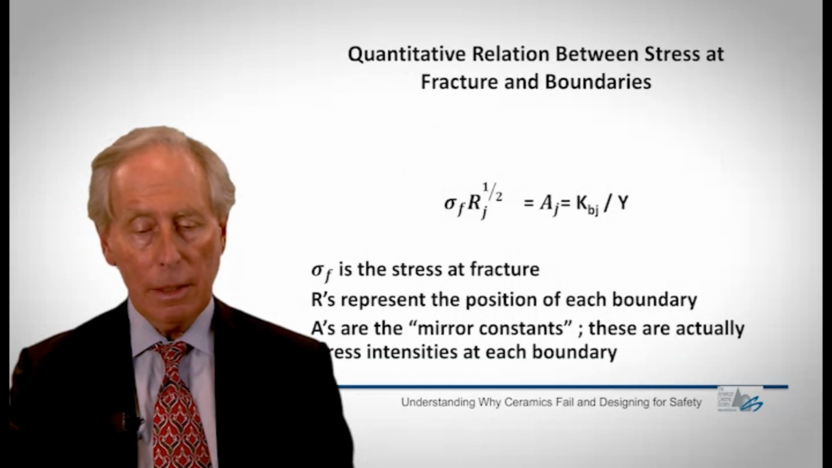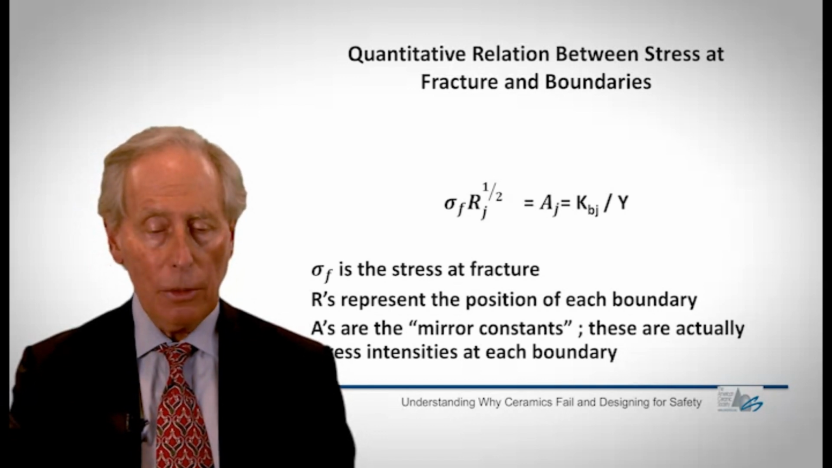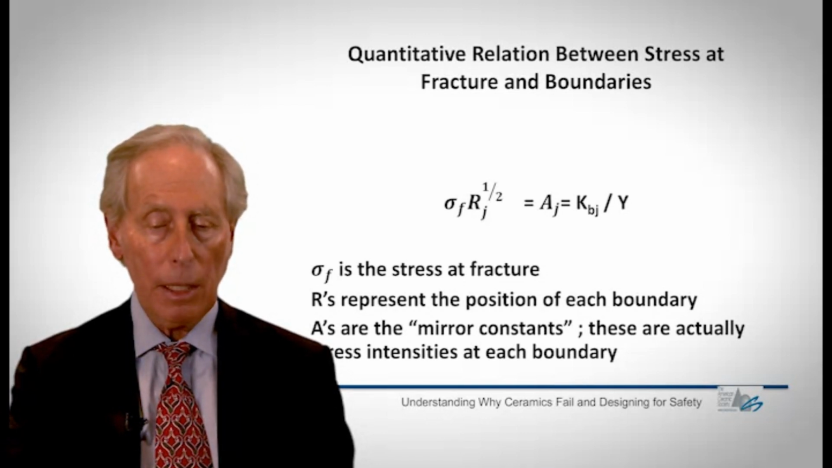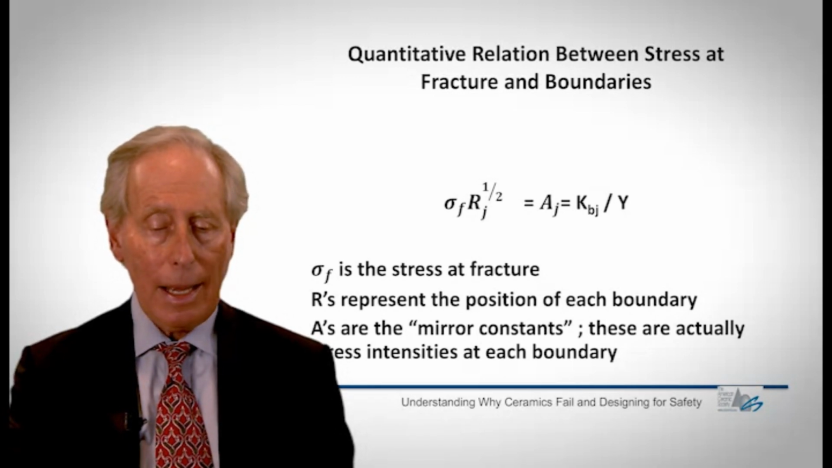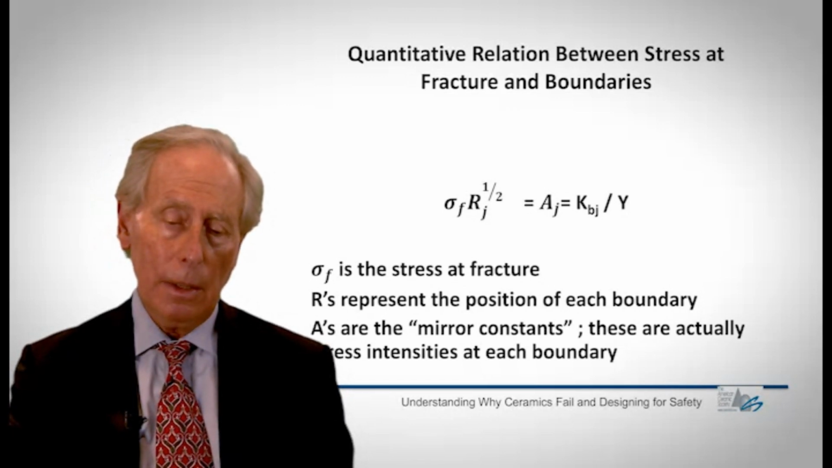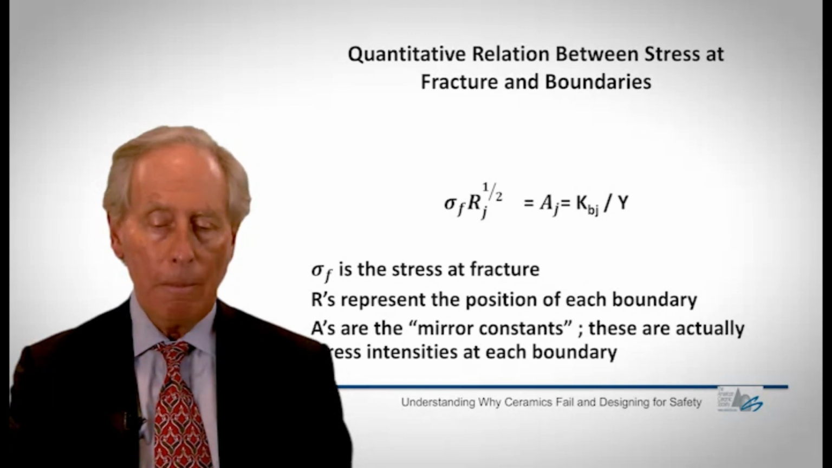What I want to point out is there's a quantitative relationship. These aren't just qualitative boundaries, they are quantitative boundaries. And they give a lot of information about the stress at fracture as well as maybe the cause of fracture. These boundary constants, they're called mirror constants, are actually stress intensities at each of those boundaries. And as it turns out, the fracture stress multiplied by the square root of the radius to the particular boundary, where j represents either a mirror, mist, or hackle boundary, is related to the stress intensity factor, including this geometry factor Y for each boundary. What does that tell me?